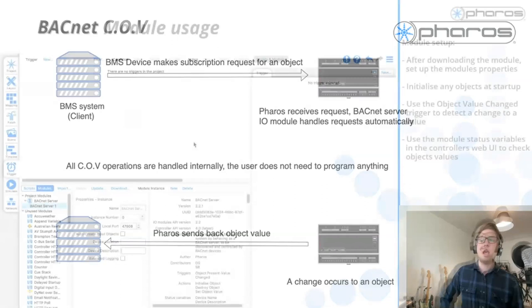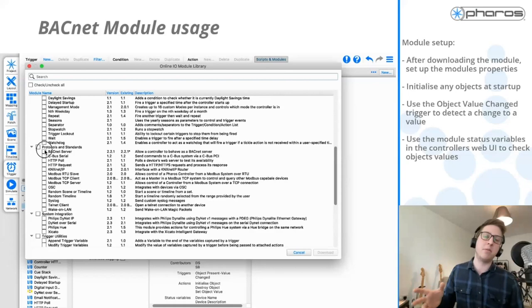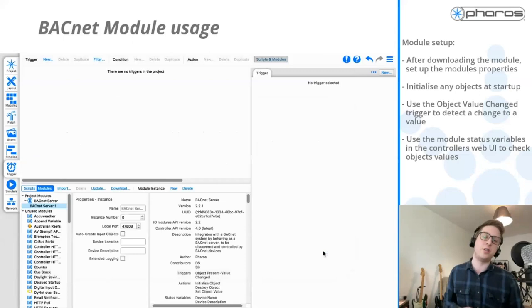So let's go ahead and start by looking at the BACnet module. Again, like before, make sure you've got the most up-to-date version. We are updating these quite regularly at the moment. You can download that from within Designer, just as I've shown you before, just by hitting the download button. As soon as you've hit download, it'll put it into your project file. And then, of course, you can go ahead and click new and set it up.